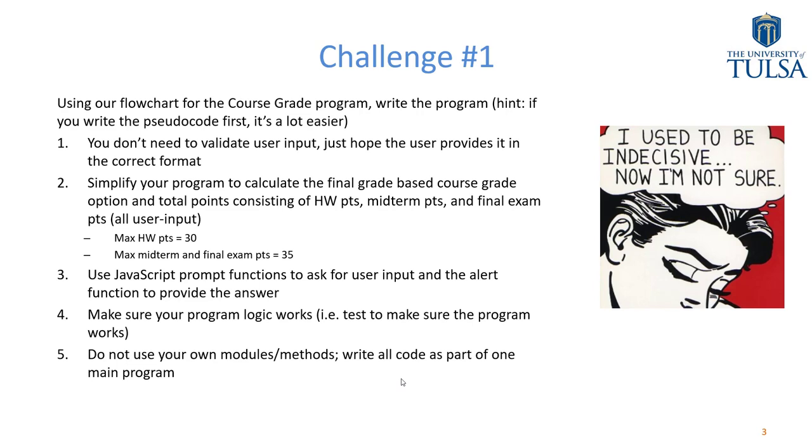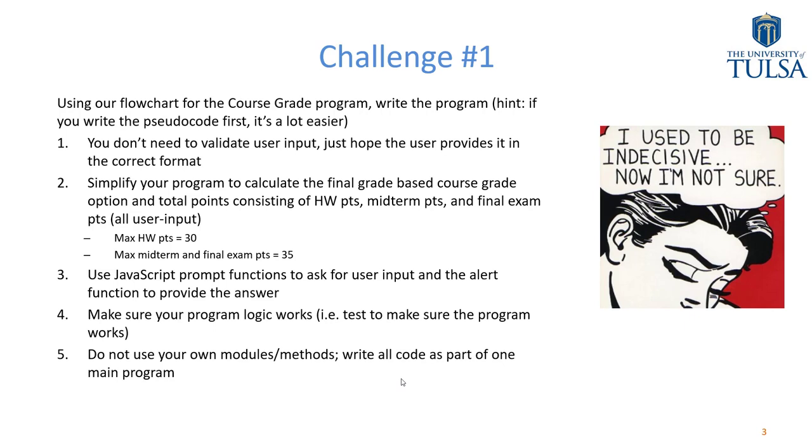So challenge number 1 is a course grade program. This is a simple one, like at the end of a course, and we're going to say there's only 3 categories for calculating your grade: homework points, midterm points, final exam. Maximum homework points are going to be 30, so this is going to be out of 100. It's going to make our calculations easier, but you can do it however you want. So 0 to 30 are your homework point range. For the midterm and the final, they're both worth up to 35 points. So if you add 30 plus 35 plus 35, you get 100.